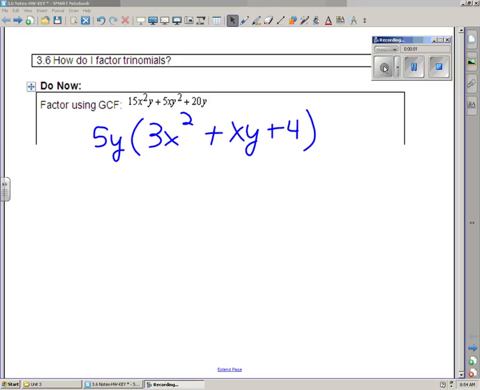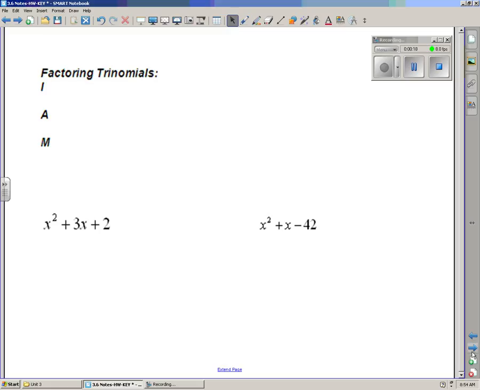Okay, so today's lesson we're going to be factoring trinomials. We need to remember how to factor by GCF, which is right up here. GCF is 5y of this particular trinomial. And then what's left over is 3x squared plus xy plus 4. When we factor trinomials, is what the lesson's all about.